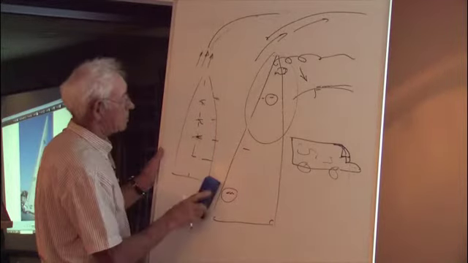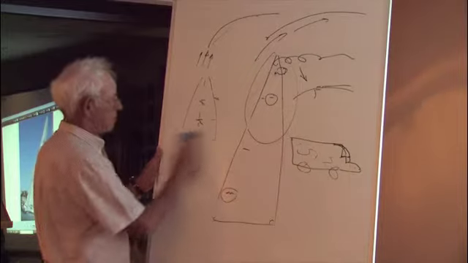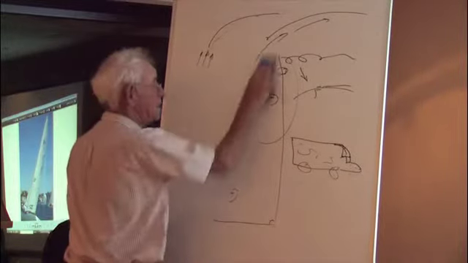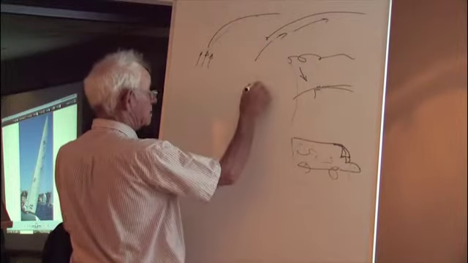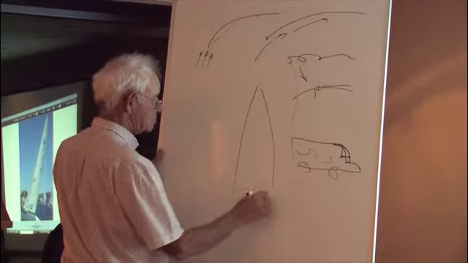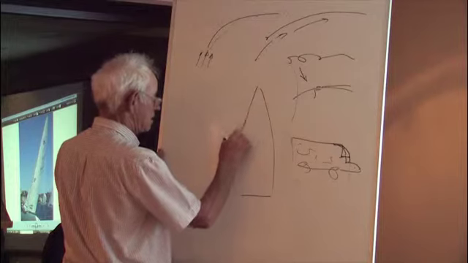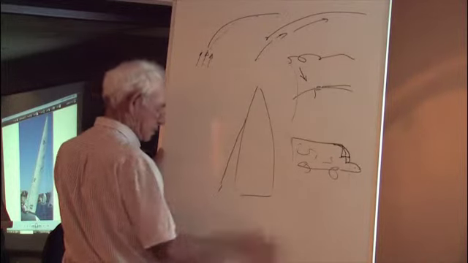Now the thing that happens with the main and jib on a boat like an Etchells, you've got a big mainsail like this and a skinny jib. That's a bit too skinny probably.